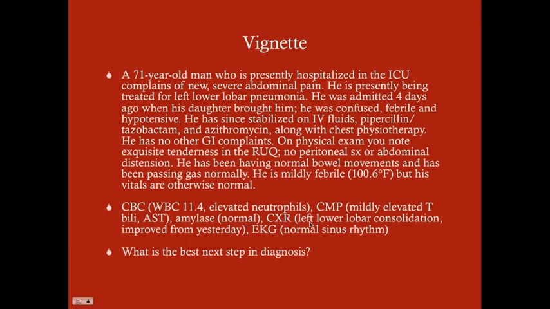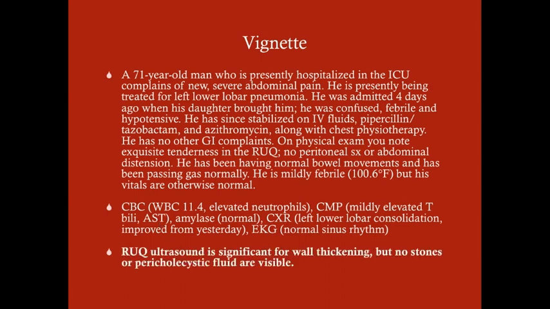Chest x-ray shows left lower lobe pneumonia, consolidation, improved from yesterday. But look, it's the left lower lobe, so this is not going to be giving him right upper quadrant pain. If it were right lower lobe, that might possibly be a cause of his pain. EKG shows normal sinus rhythm. So now that we know he's got a mildly elevated T-bili and an AST that's high, what's the best next step? It is just like what we would do in any other patient with new right upper quadrant pain. It's going to be a right upper quadrant ultrasound.